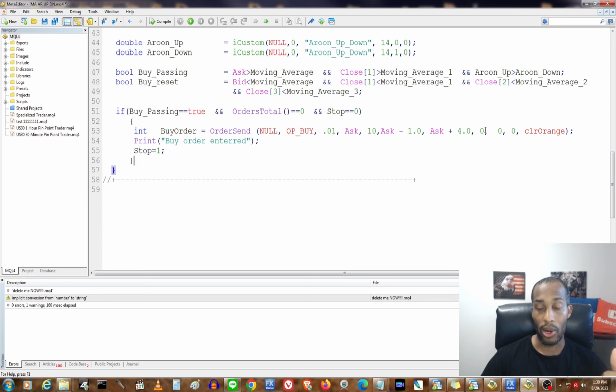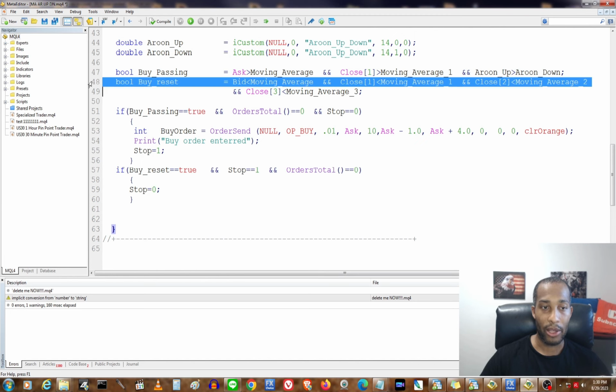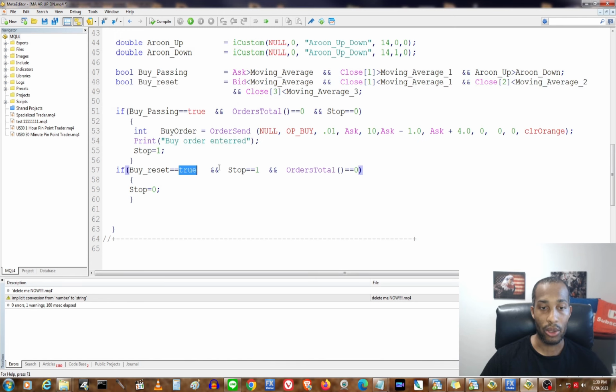We're not going to use an order comment or a magic number, and we're going to be using clear orange as a color. And once this order executes, we're going to use something called stop 1. 1 stops and order total equals 1. This cannot enter again. Okay. Now our next thing is how we're going to reset it. Now the reset is important so we're not constantly entering trade after trade. When the buy reset, when this value here and here equals true, then we're going to have this right here equal true. And once our stop equals 1 and our orders total equals 0, then stop will be back 0, and then we can enter another buy trade.